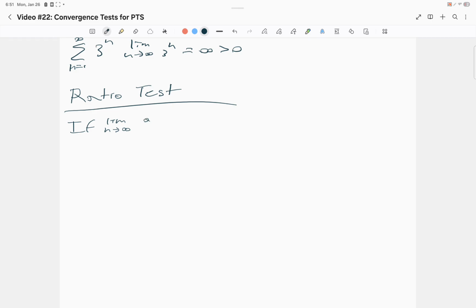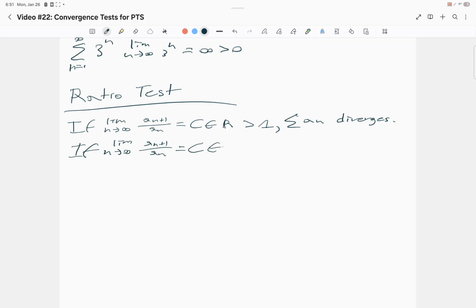the limit as n approaches infinity of a of n plus 1 over a of n equals some constant c, a real number, that's greater than 1, then the series a of n diverges. If the limit equals c less than 1, then the series converges.